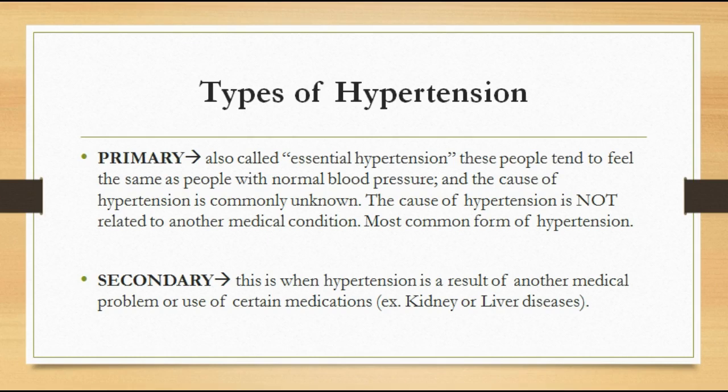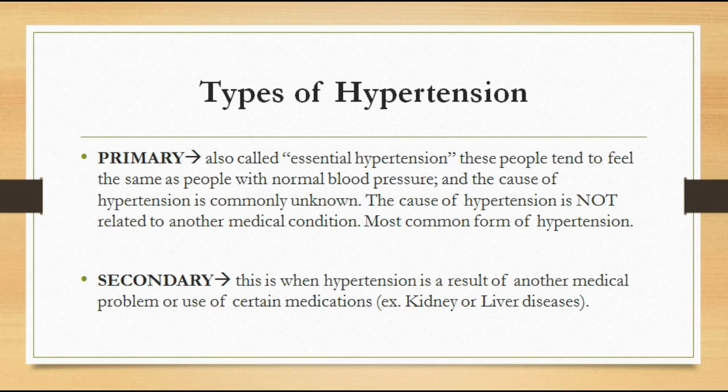We have two types of hypertension. The first one is primary hypertension, called essential hypertension. People tend to feel the same. They feel normal, like people with normal blood pressure. The cause of this type is commonly unknown. This is where it is found incidentally or accidentally during a doctor's visit or when checking your blood pressure with a machine. The cause is not related to another medical condition. It's the most common form of hypertension.